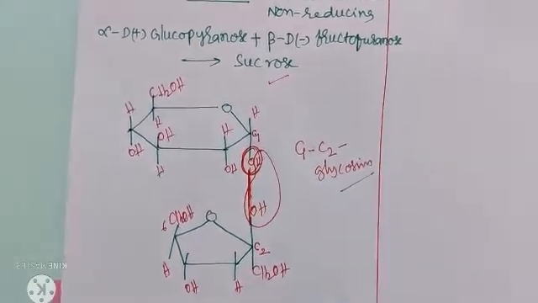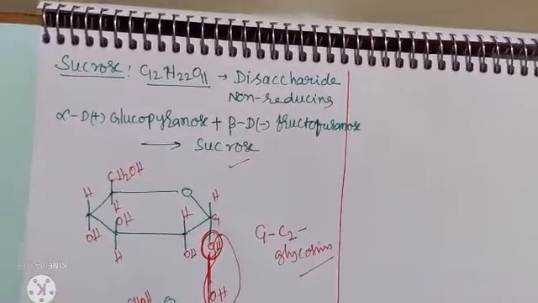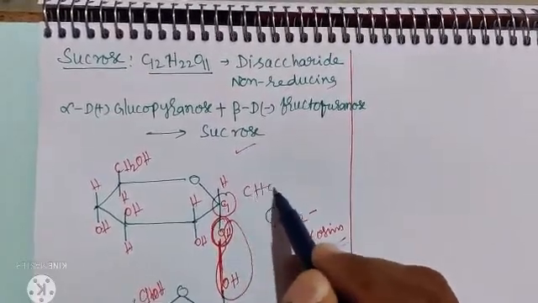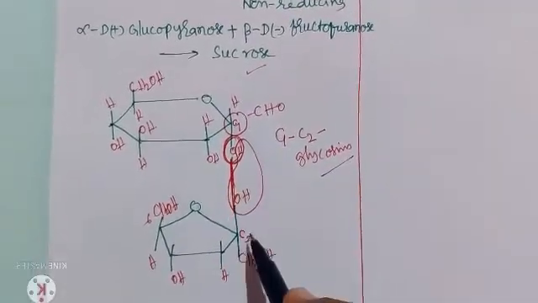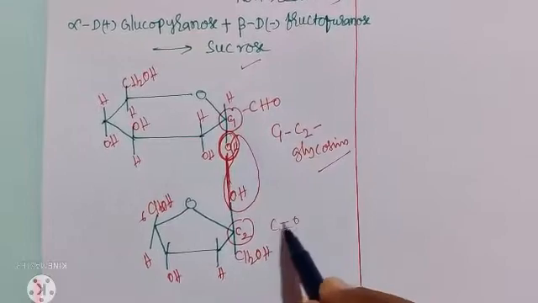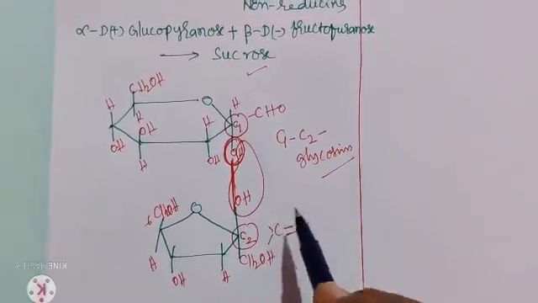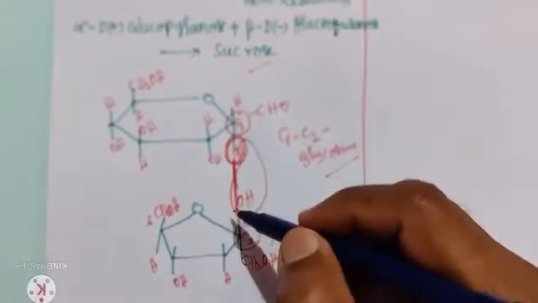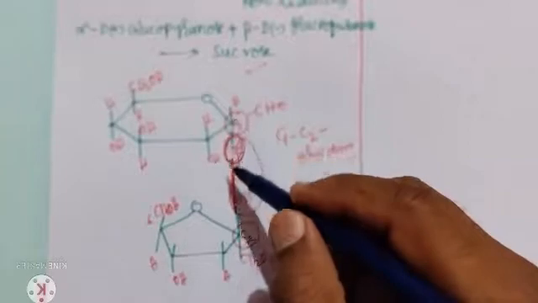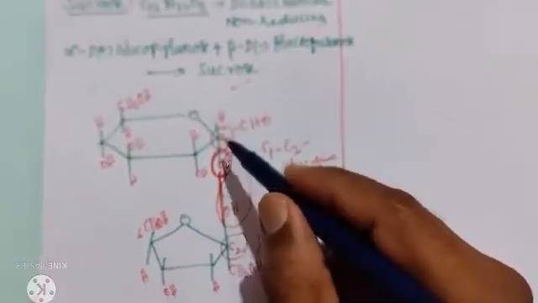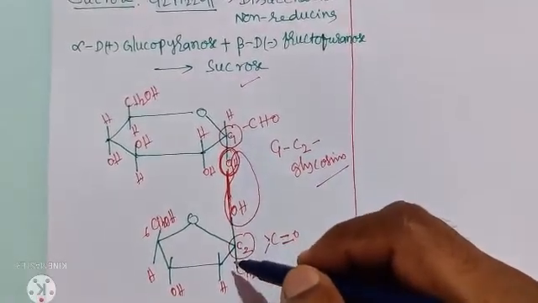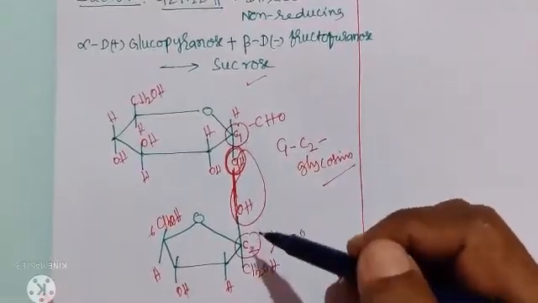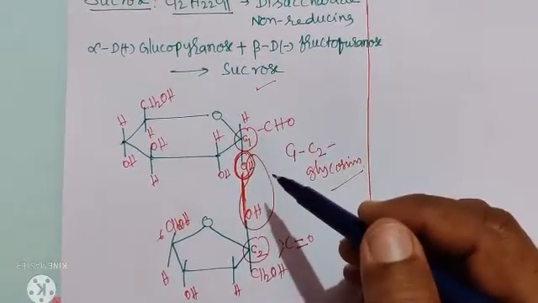A glycosidic linkage exists. Why it is called a non-reducing sugar is because at the C1 carbon atom of glucose the CHO aldehyde group is present, and in fructofuranose at the second carbon atom a C double bond O ketonic group is present. Both are connected with this glycosidic linkage. Both participate in this bond. They are not free to reduce, which means the sucrose molecule is a non-reducing sugar and does not reduce Fehling's solution or Benedict's solution, because at C1 and C2 the functional groups are not free to react with the respective reagents.